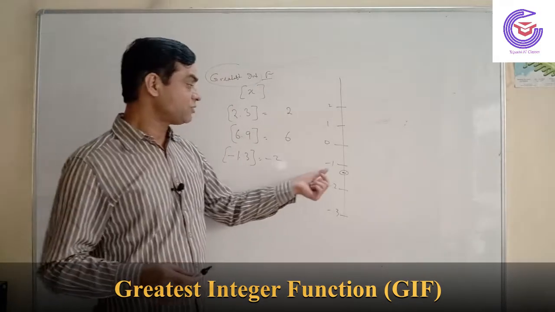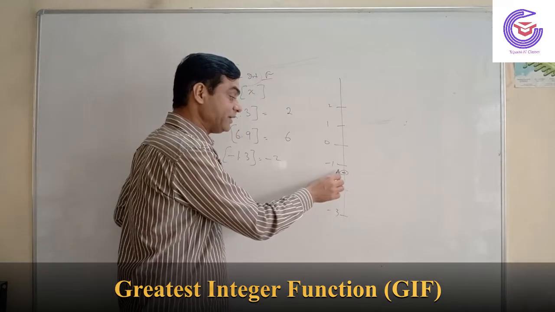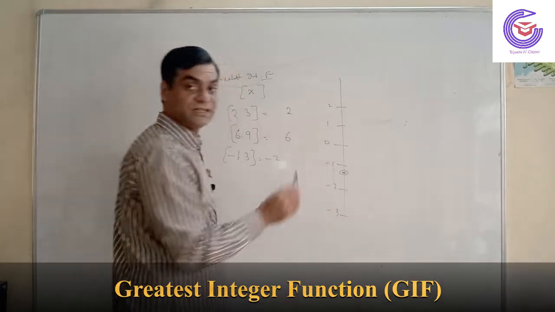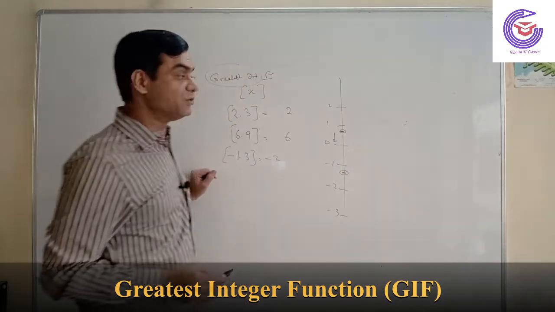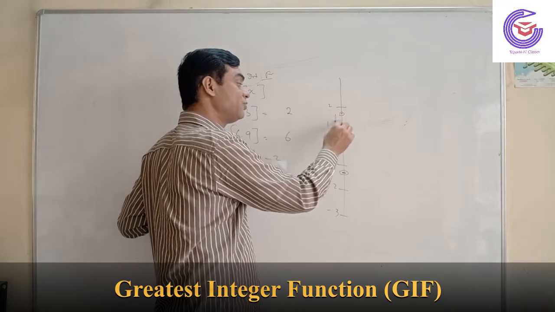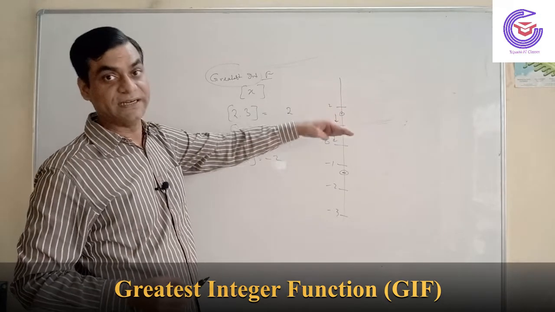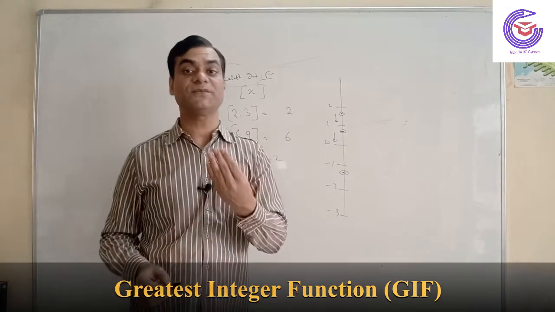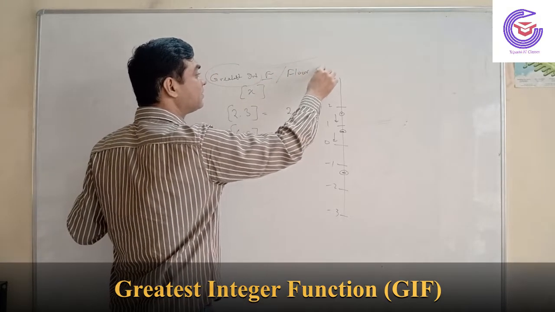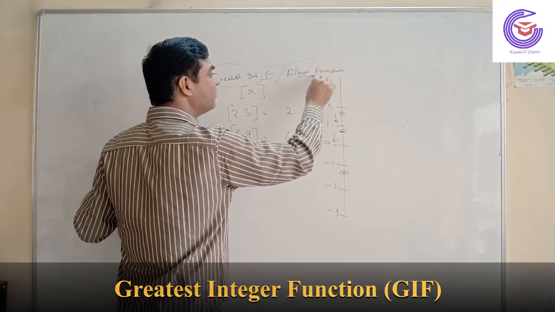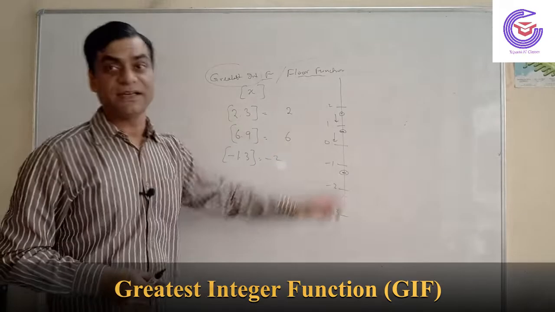Now one thing you also notice: suppose you put a number between minus 1 and minus 2, the greatest integer value goes to minus 2. In a similar manner, suppose you put any value here, it will go to 0. Suppose you put any value here, it will go to 1. So it always goes to the lowest side, the floor side. So there is another name for this function, that is the floor function, because it always goes to the floor side in the vertical number line system.